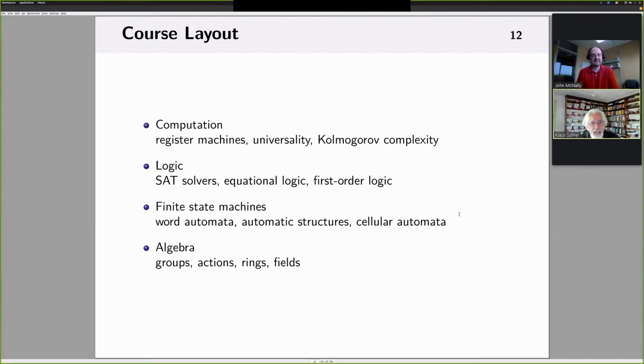Anyway, there's a bunch of logic, and then we dive down to the bottom of the computational hierarchy. We do finite state machines and automatic structures, mathematical structures that can be described in terms of finite state machines. And then in the end, there's a segment on algebra where we do group actions. I'll show you an example. I explain how GPS actually works as an application of feedback shift registers and finite fields. There are lots and lots of other things, but currently this is as much as I can pack into one semester.